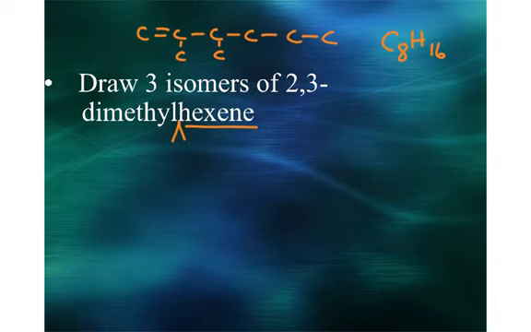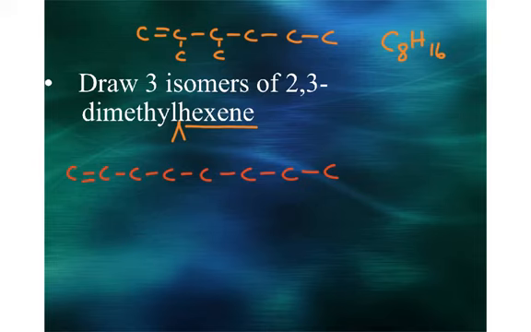So isomer number 1, basically the rules are this. I have to have 8 carbons, I have to have 1 double bond. So let's keep it simple. 1, 2, 3, 4, 5, 6, 7, 8. And let's put the double bond in the first location. The more complicated the original structure is, the easier it is to make isomers.